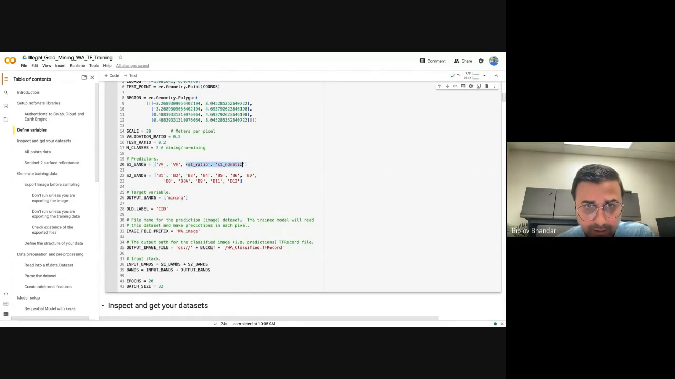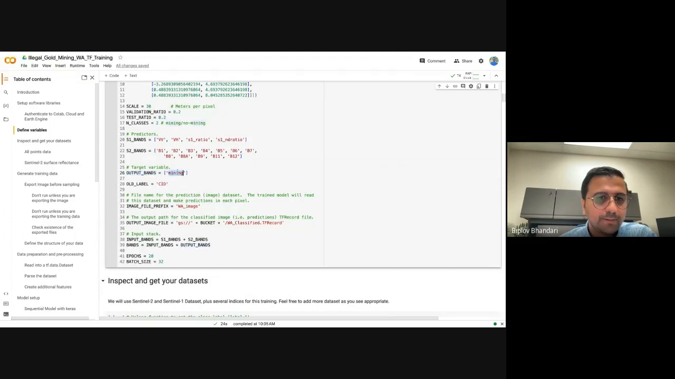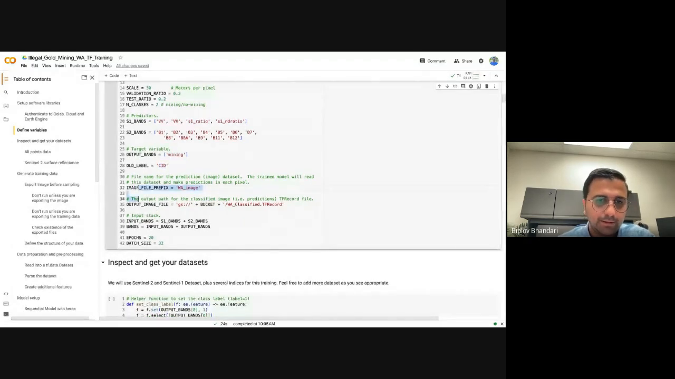So again, these are derived features, right? Because we're only provided with VV and VH, but we're also deriving these. And within Sentinel-2, I'm using almost all the bands that it provides. I'll also produce some additional features like NDVI, NDWI, EVI later on in the slide. Here's our output band, the mining band. I have this as an old label. We saw that the CID was what represented a label in yesterday's case. We have that, and then these are some of the other prefixes and variables that we need.